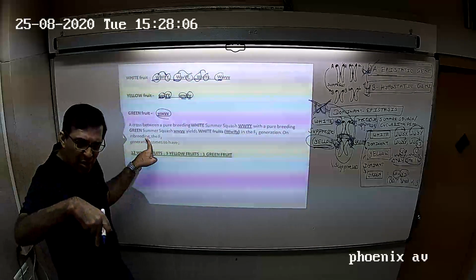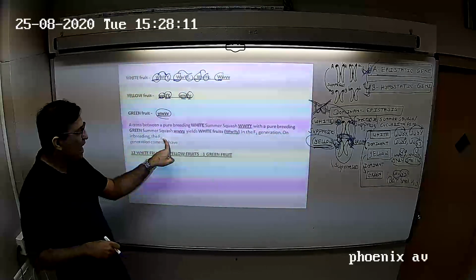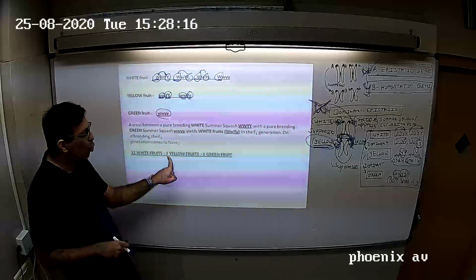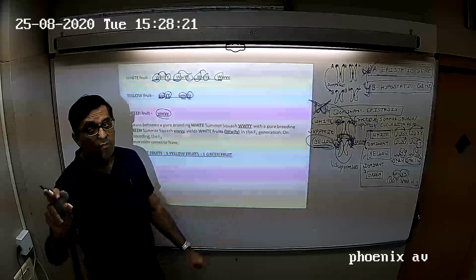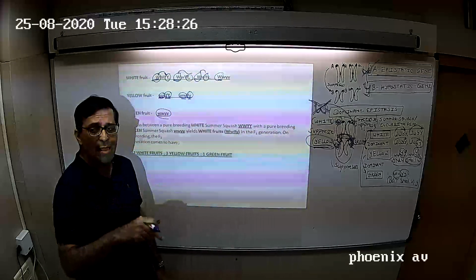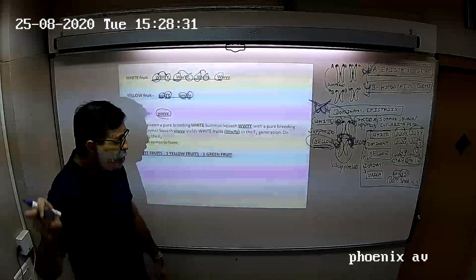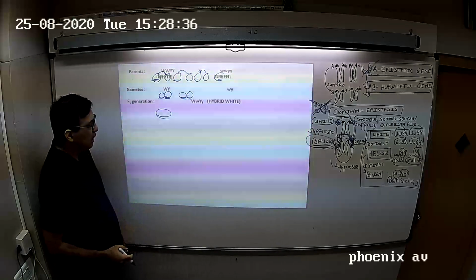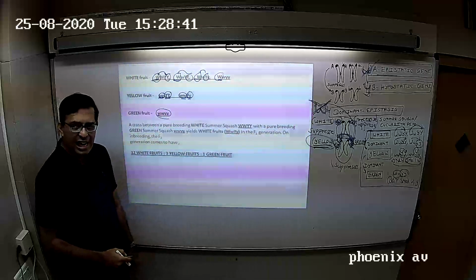When the F1 generation is self-breeding, it produces the F2 generation in which there are 12 white fruits, 3 yellow fruits and 1 green fruit, which I told you, if you remember, is the F2 generation phenotypic ratio for dominant epistasis. 12 is to 3 is to 1. 12 white fruits, 3 yellow fruits and 1 green fruit.